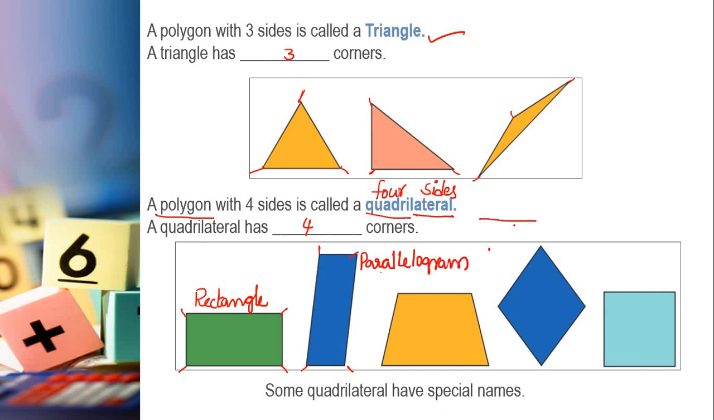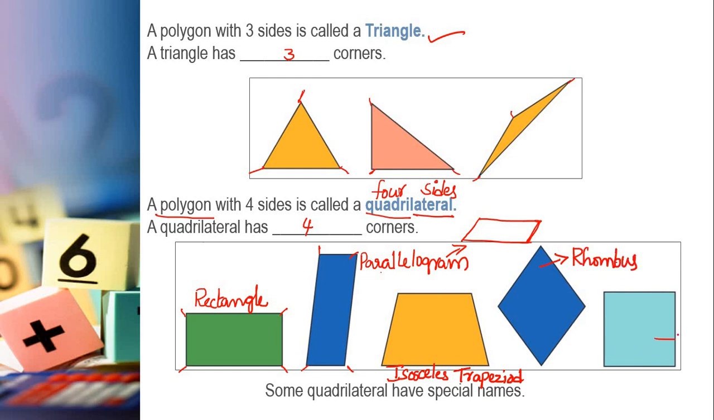It should be like this. This is called parallelogram. This is called isosceles trapezoid. What is this? What is the name of this quadrilateral, children? Rhombus.